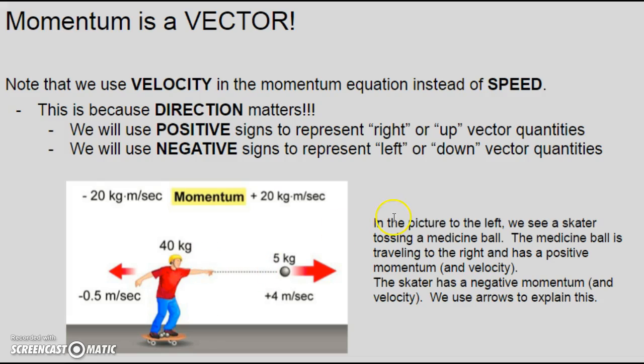So I want you to look at this picture. In the picture to the left, we see a skater tossing a medicine ball. The medicine ball is traveling to the right and has a positive momentum, right? Positive velocity. The skater has a negative momentum and negative velocity. It's traveling to the left. And we use arrows to explain this. So look at this. When they were together, they had no momentum. But after he tosses the medicine ball, it's traveling to the right. The total momentum to the right is 20 kilogram meters per second. The total momentum to the left is negative 20 kilogram meters per second. Equal in magnitude, opposite in direction.